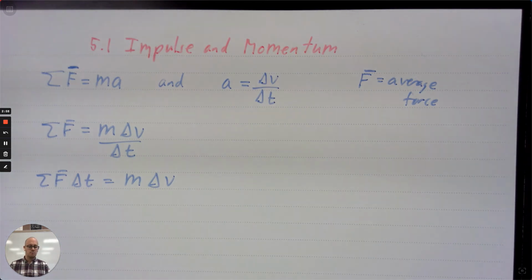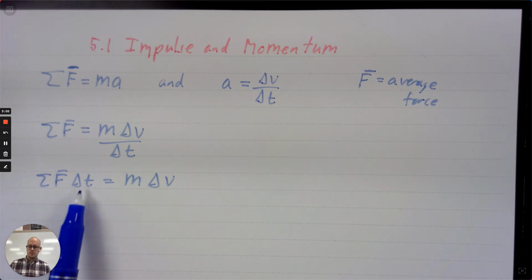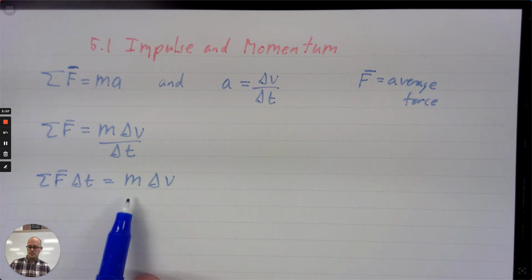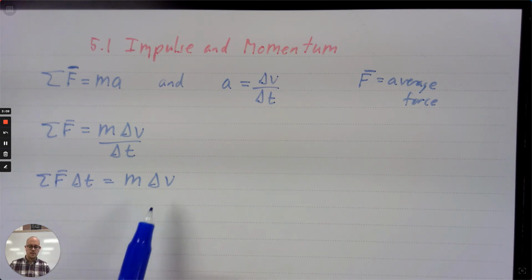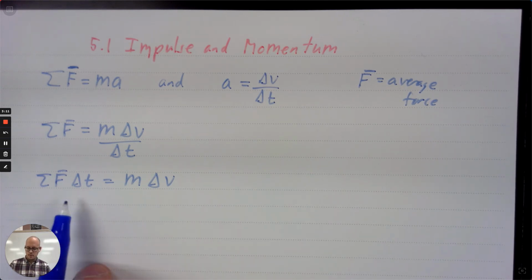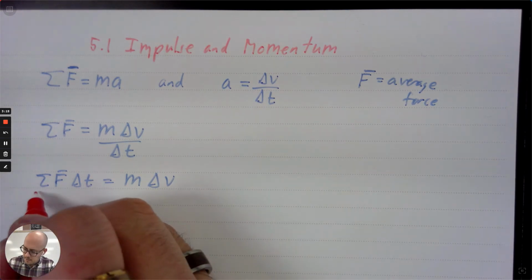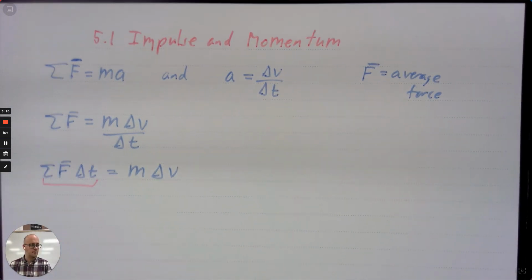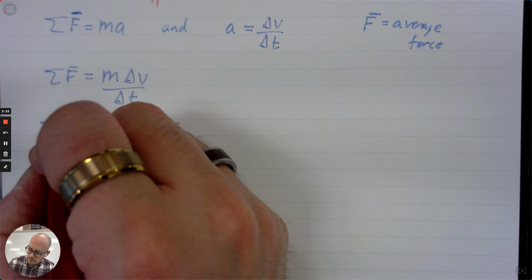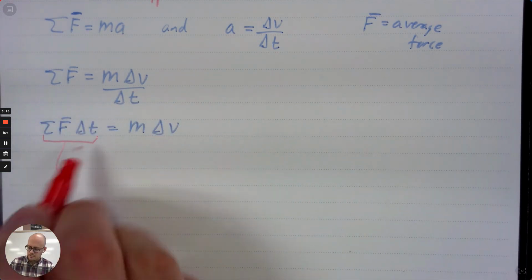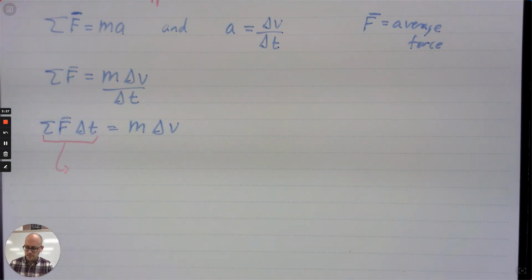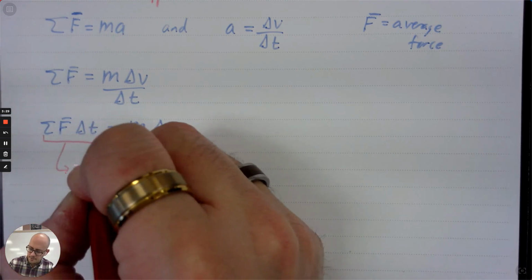This is one of the biggest ideas in this unit: an average net force over some amount of time causes the mass to change its velocity. Within this equation, we have two vocab words and basically two big ideas. If we take the force times time part of that equation, that multiplication of force and time is given the name impulse.